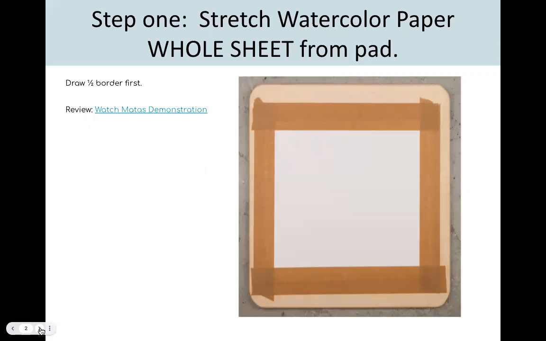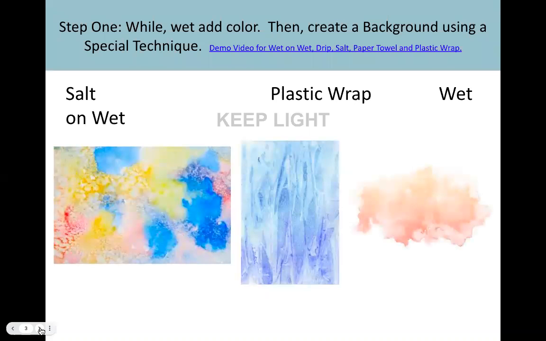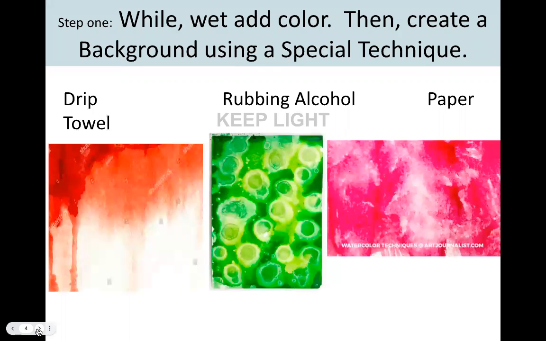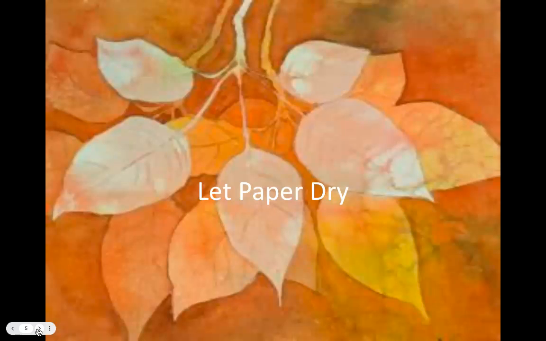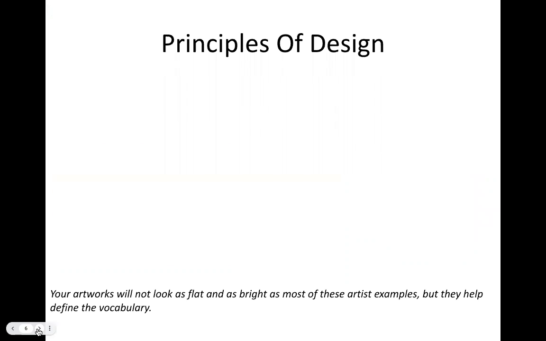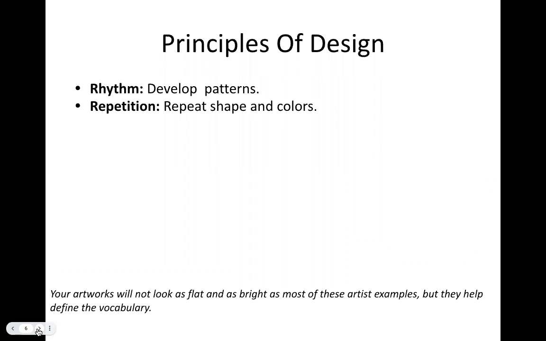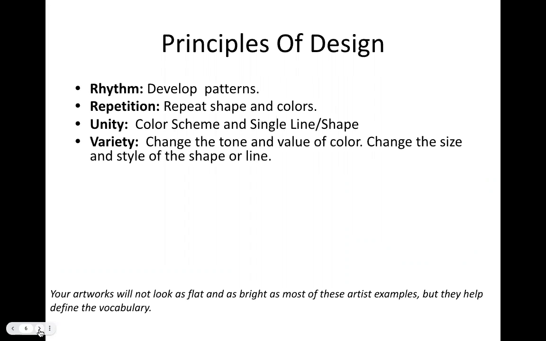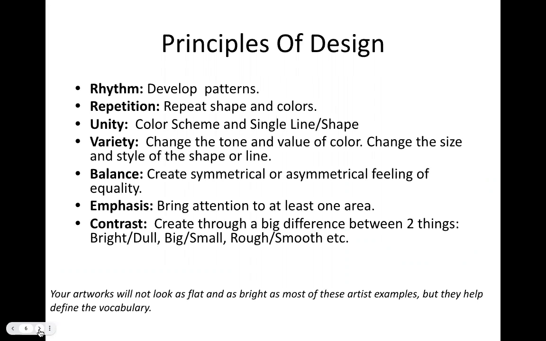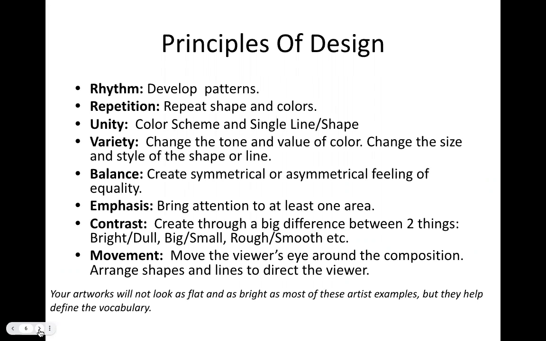So we stretched our watercolor paper, and then you were supposed to create some sort of background using some of those advanced techniques. So things like wet on wet, salt, plaster wrap, drip, rubbing alcohol, or using paper towel. And then we're going to let the paper dry. So once we are letting that dry, we want to think about how we're going to use the principles of design. So we can use these different principles to create an interesting, unified, special, dynamic painting.